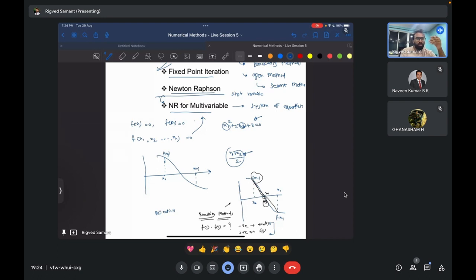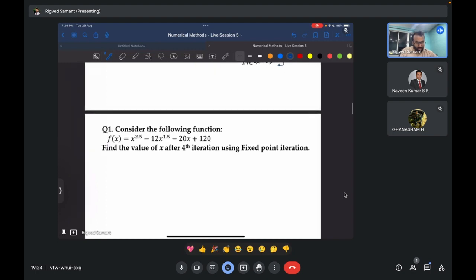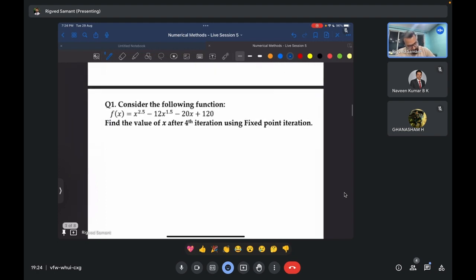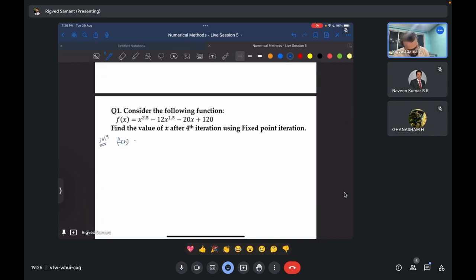Before going to that, we will see how to solve the numerical. You will get a better understanding of solving this through fixed point, Newton-Raphson and multivariate numericals. So without further ado, let's get started. The first question is: consider the following function f of x equal to x raised to 2.5 minus 12 x raised to 1.5 minus 20x plus 120. Find the value of x after the 4th iteration.